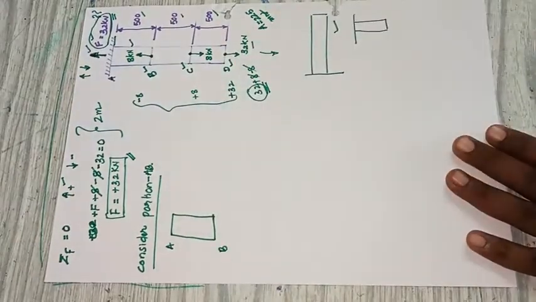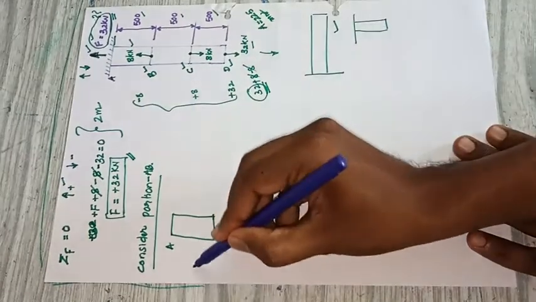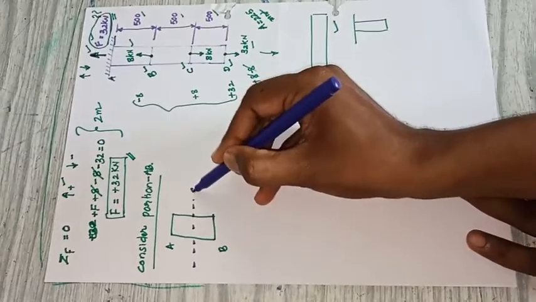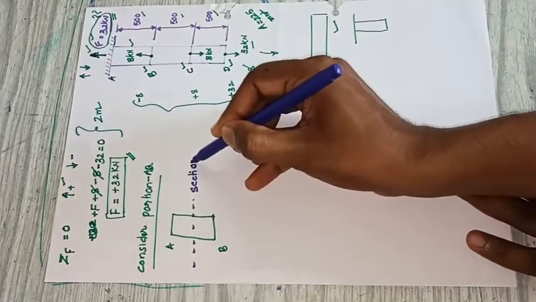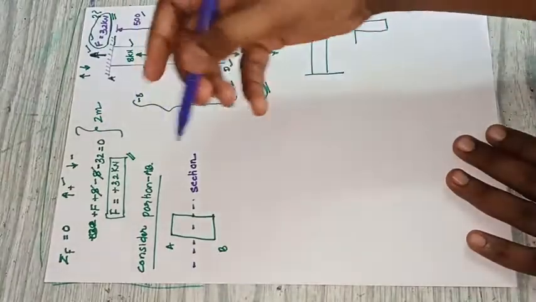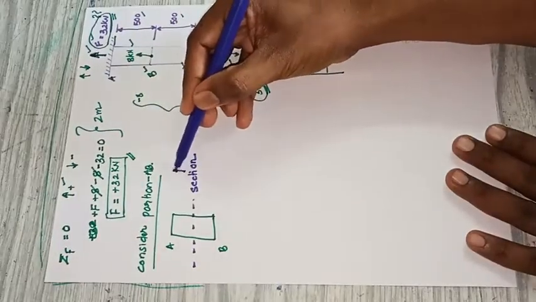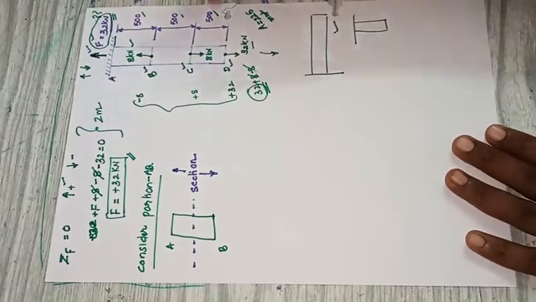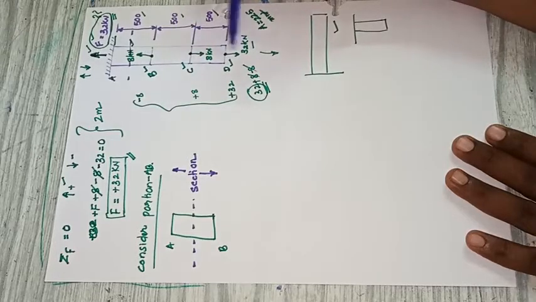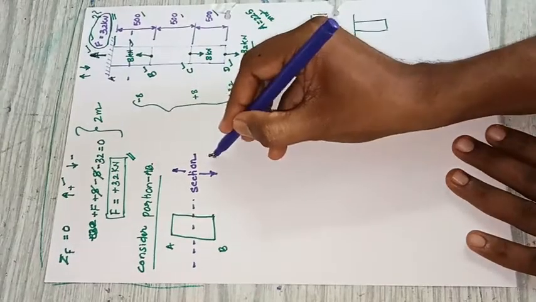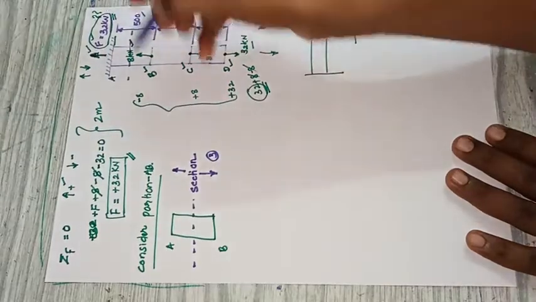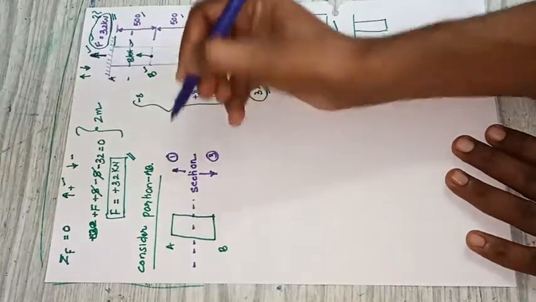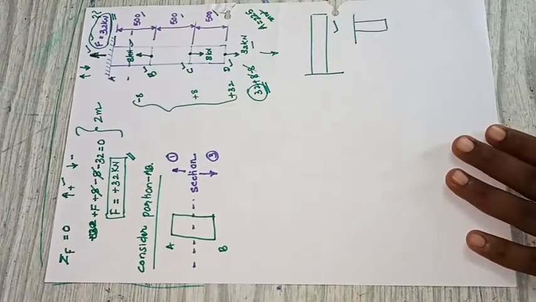The first step is that I have to draw a section like this. It is a section. I will check what forces are acting above the section as well as below the section. I will place it here like this. There are three forces acting downward, and one force is a reaction force acting upward. I will denote all the things.